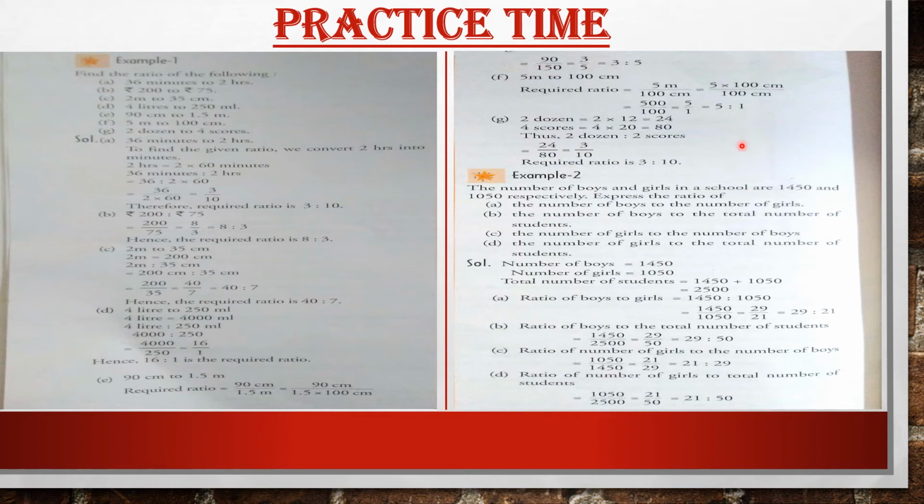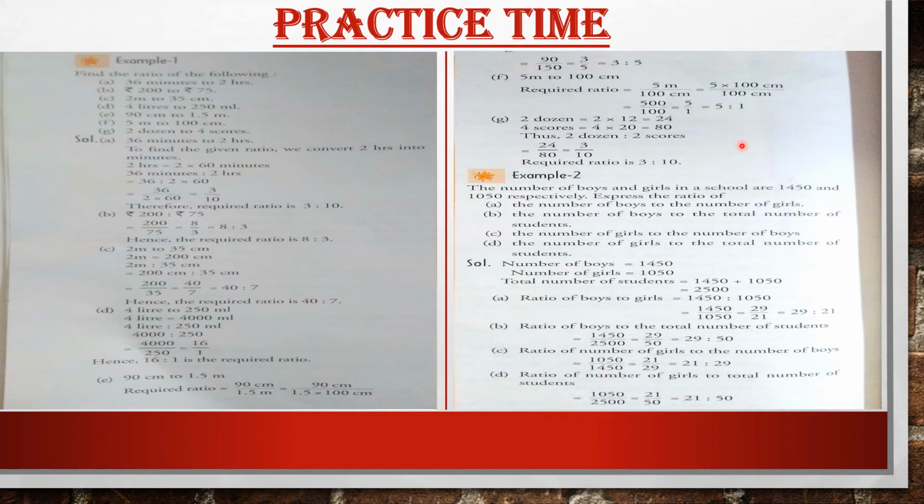Question G. 2 dozen is to 4 score. As we know, the value of 1 dozen is equal to 12. So 2 dozen equals 2 into 12, which gives 24. The value of 1 score equals 20. So 4 score equals 4 into 20 equals 80.